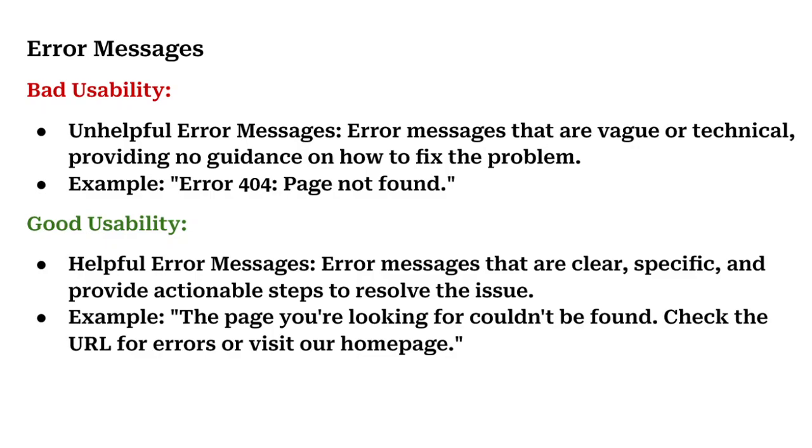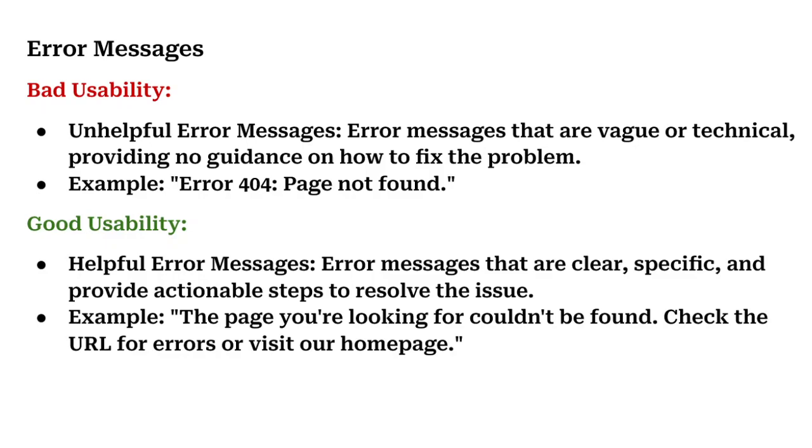Now, what is good usability? Helpful error messages. For an incorrect user action, if you show the correct error message that is clear, specific and provides actionable steps to resolve the issue. If the error message is clear, the user will understand what incorrect action he has taken and will correct that action. That's why we should always display meaningful error messages to the end user.